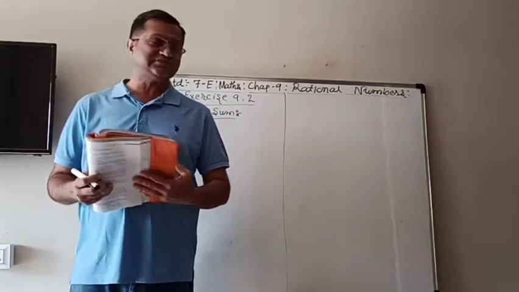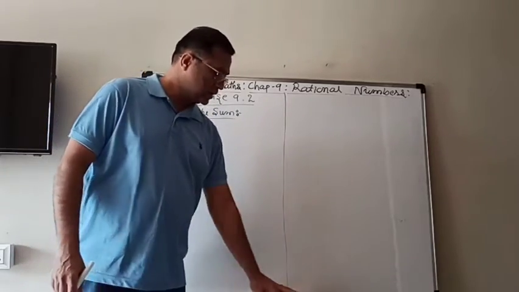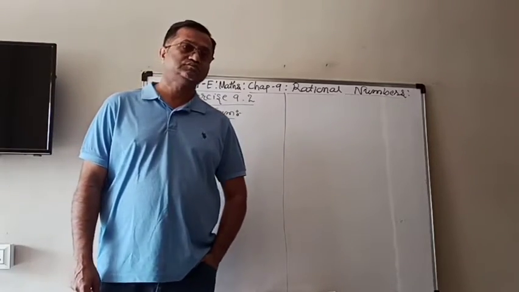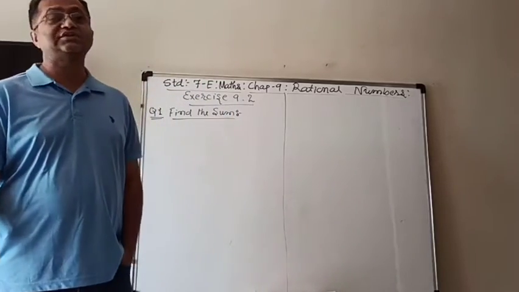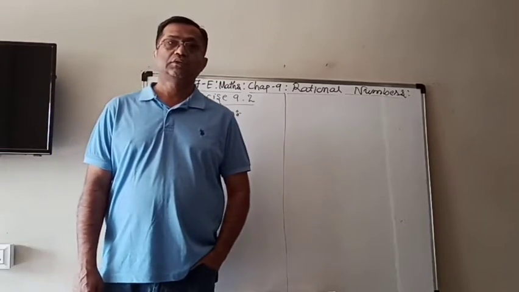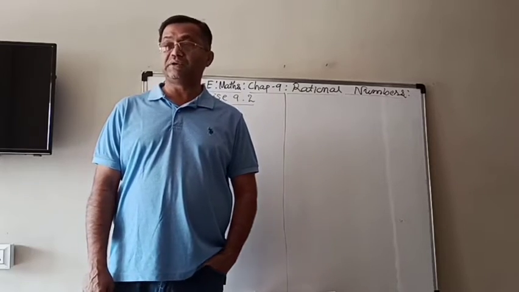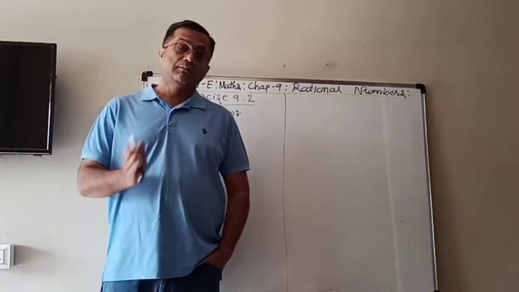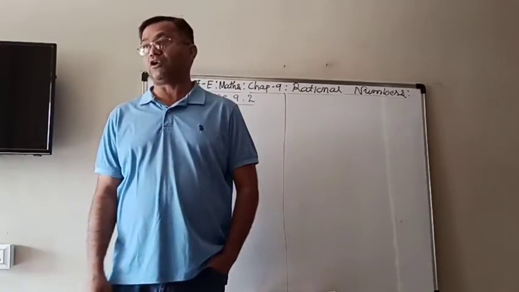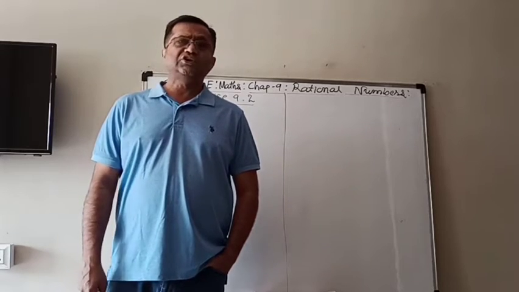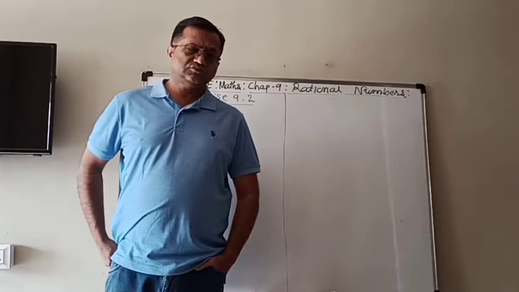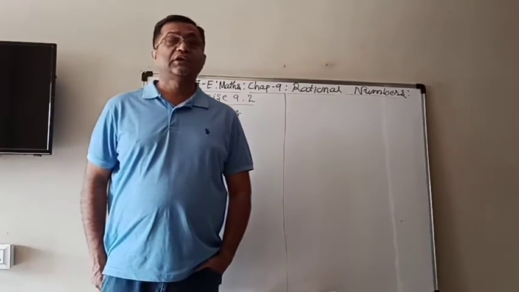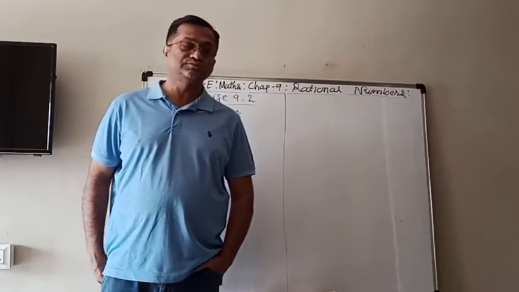Chapter number 9, rational numbers, in which we already learned about the different operations regarding rational numbers, means the addition, subtraction, multiplication and division. So now, on the basis of that, we are going to start the final exercise 9.2.